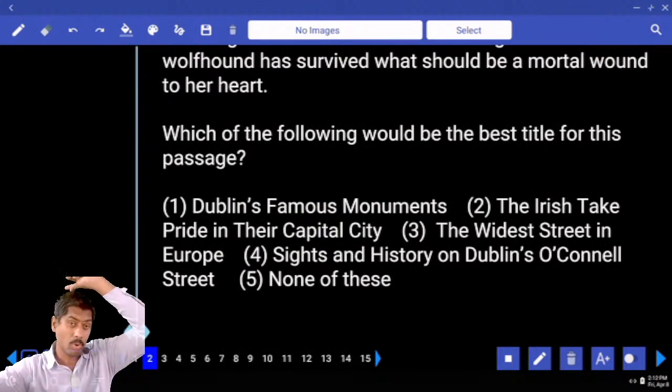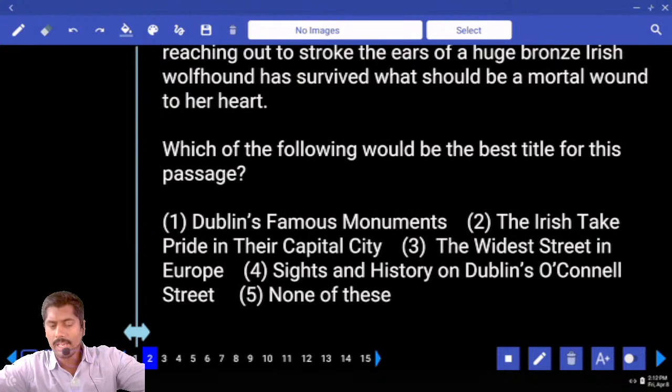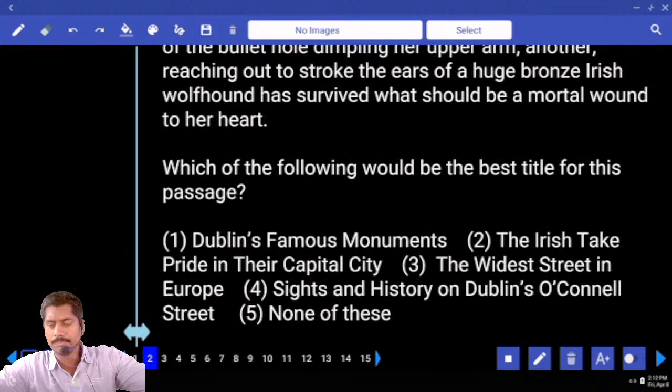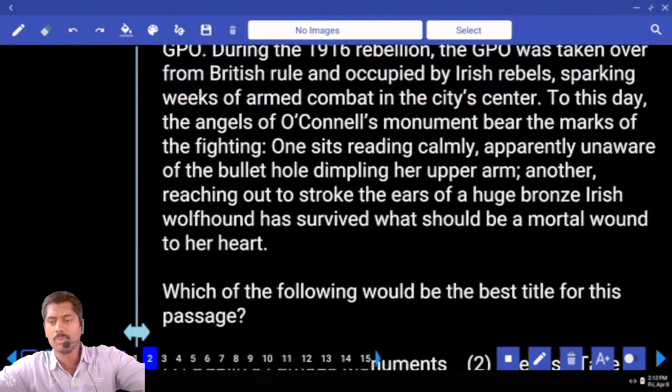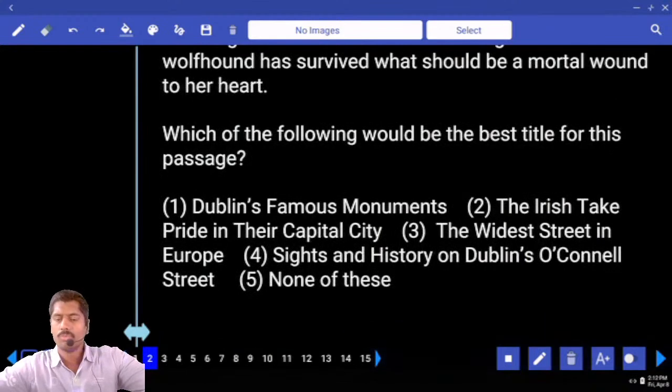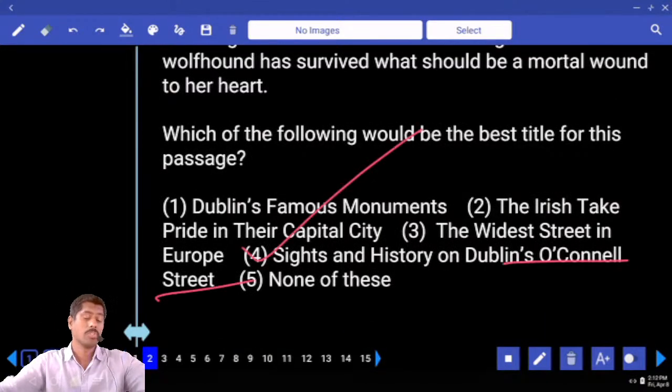Best title. What is the passage about? Is it about famous monuments? Irish take pride in their capital city? Widest street in Europe? Sights and history of Dublin's O'Connell Street. What is the passage about? The fourth one, O'Connell Street, sights and history of that particular street.